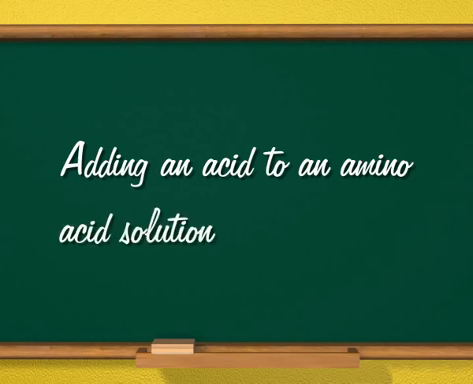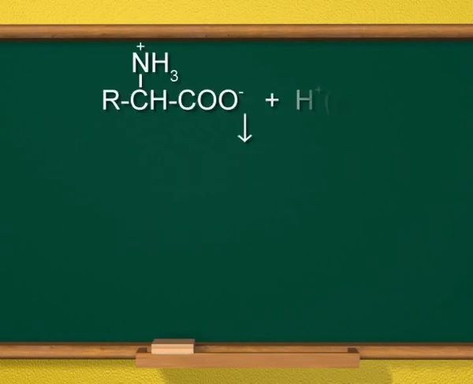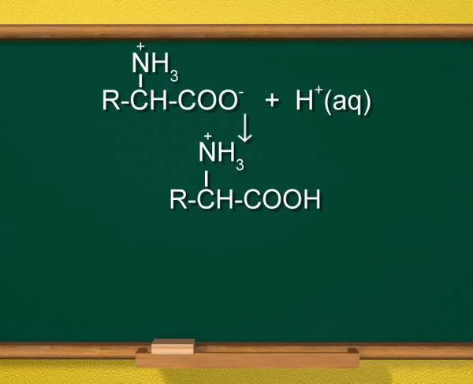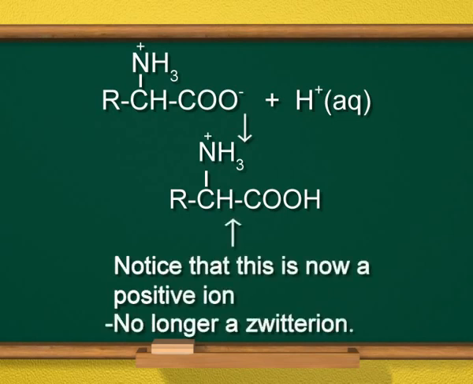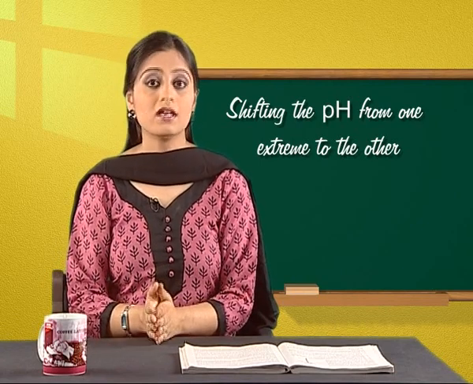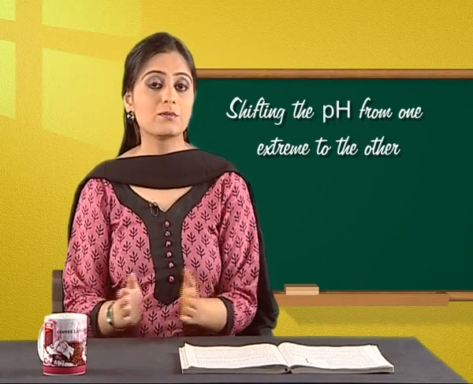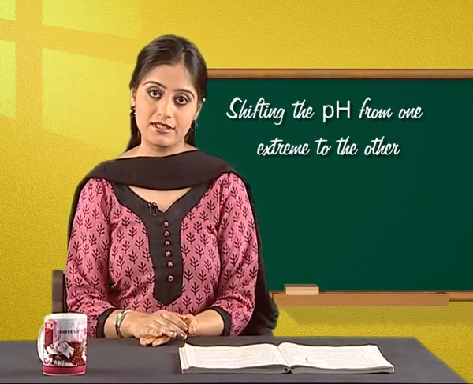Adding an acid to an amino acid solution. If we decrease the pH by adding an acid to a solution of an amino acid, the COO negative part of the zwitter ion picks up a hydrogen ion. This time, during electrophoresis, the amino acid will move towards the cathode. Shifting the pH from one extreme to the other, suppose we start with the ion we have just produced under acidic conditions and slowly add alkali to it.